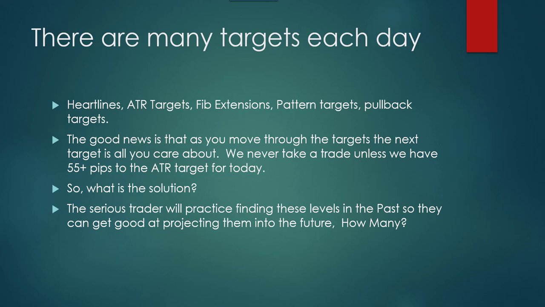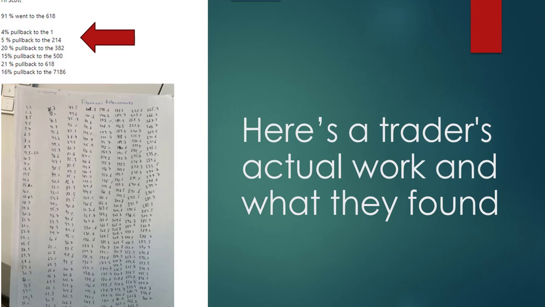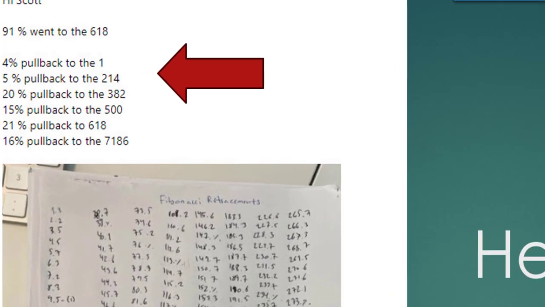How many do I do? Surprise, surprise, 300 of them. So here's a trader's actual work and what they found. And you can see here that he has shown you where the pullbacks went to. This is his exercise on Fibonacci retracements. However, no matter where it pulled back, 91% of them went to the 1.618 fib extension.